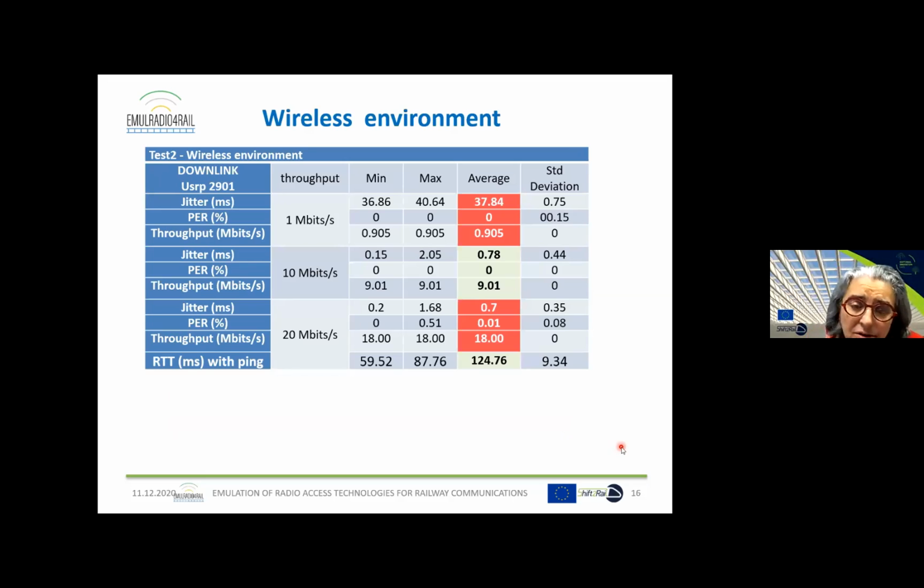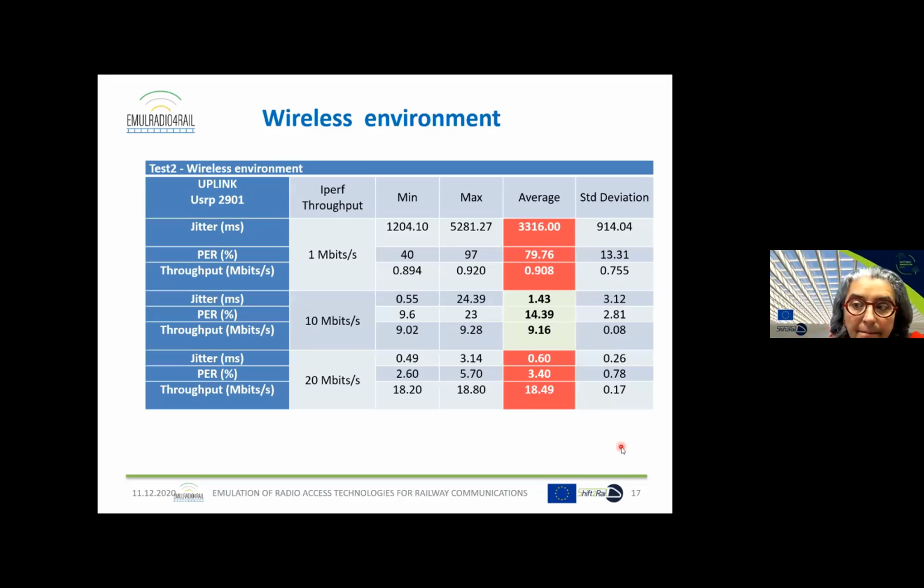In fact, the Open Air Interface software, with the number of resource blocks allocated, is normally much more adapted for 10 megabit and 20 megabit. And it could be an explanation of why we observe a bad result at low throughput. This is a bit strange regarding the jitter, for example, but for the packet error rate, it's correct. Next one.